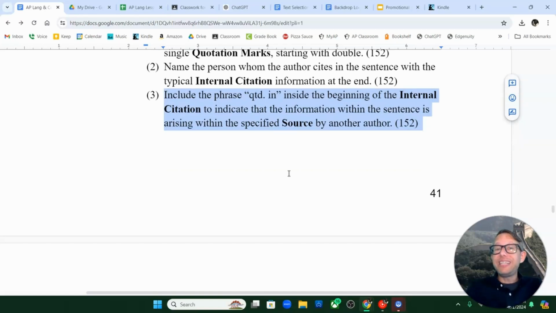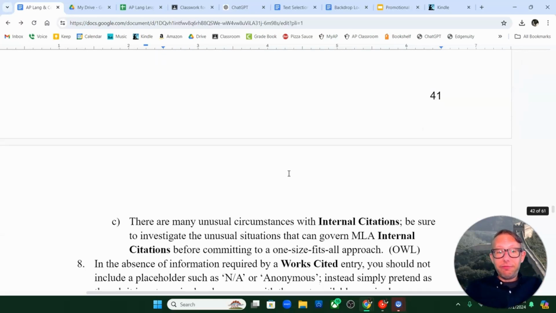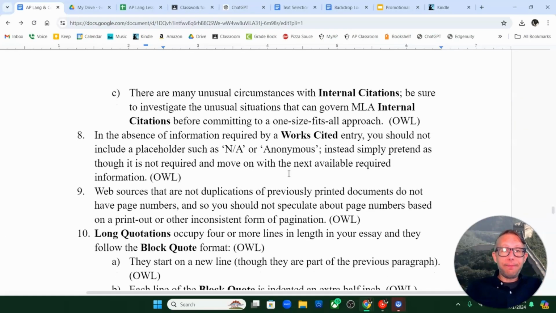And part of what you use in order to communicate that information is, as it says, you're going to include the phrase QTD IN inside the beginning of the internal citation. QTD IN, of course, standing for quoted in, to indicate that the information within the sentence is arising within the specified source by another author. So again, keep in mind what that means for us. We're now giving credit to both speakers. The speaker of the person whose source you're using, which is embedded within that internal citation at the end, preceded, of course, by QTD IN, but then the person who actually said the quote that source used, who is named in the sentence itself, okay? So, that's that.